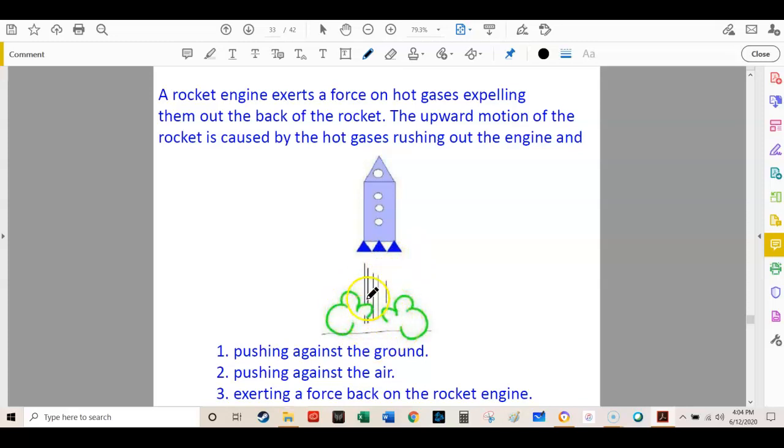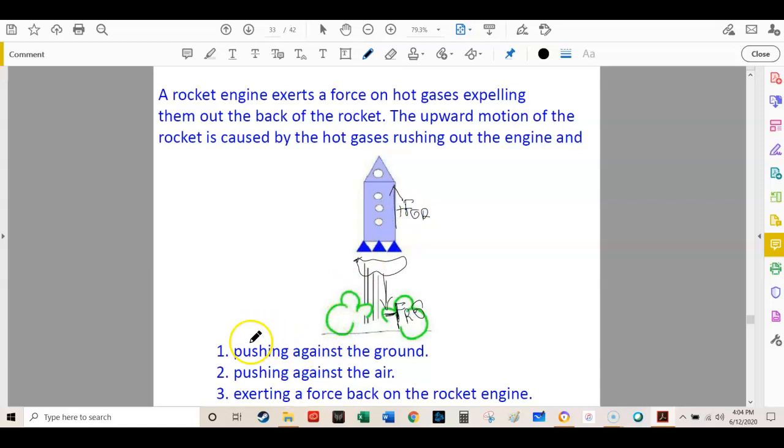Here is the rocket engine. You've got gases being pushed down. Imagine a big poof of gases being pushed down. This is the force of the rocket on the gases, and that's going to be down. And so these gases are going to be pushing on the rocket upward the same amount, and that's going to be the force of the gases on the rocket.